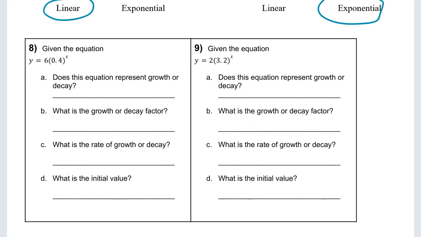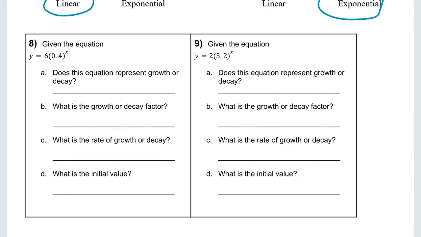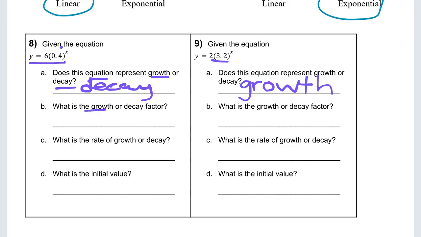Example 8 and 9, we want to analyze the exponential equation. Does the equation represent growth or decay? 0.4 is less than 1, so that is considered decay. Whereas in number 9, 3.2 is greater than 1, so that becomes growth. What is the growth or decay factor? In number 8, it's 0.4. In number 9, it's 3.2.